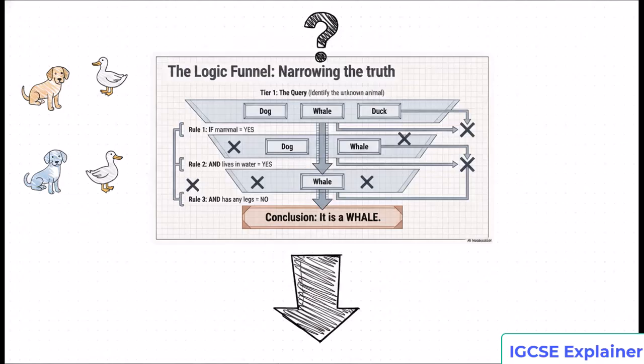Then it runs Rule 2, and lives in water equals yes. Well, now the dog is eliminated. Finally, Rule 3, and has any legs equals no. It systematically narrows down the truth until only one possible conclusion remains. It is a whale. And there you have it. That is the logic funnel in action.